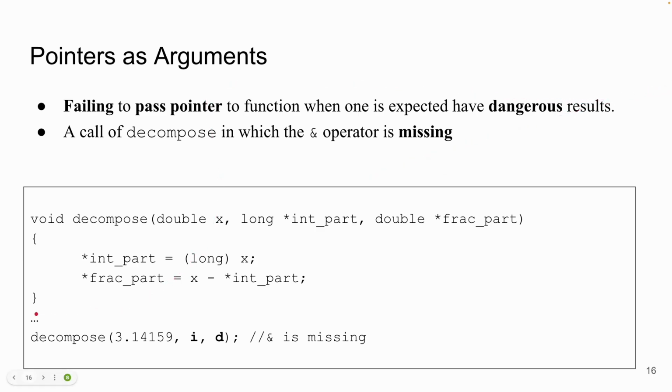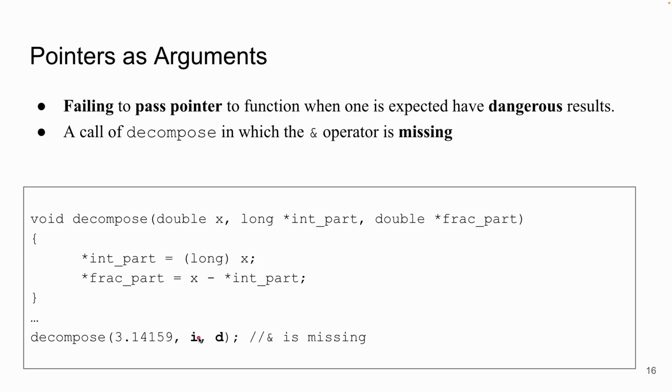So let's check out some bugs you may have when you use pointer variables with functions. The first thing you need to pay attention to is to double check that you pass a pointer to a function successfully. You can see in this case we have this decompose function, but when we call this decompose function, I just forgot to put the address operator with i and d.